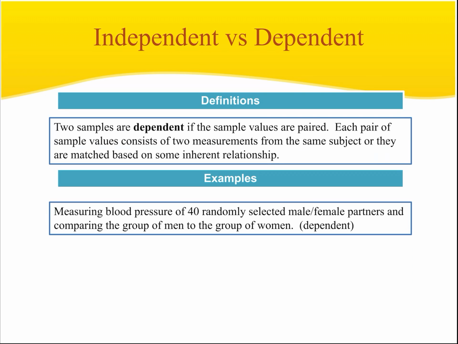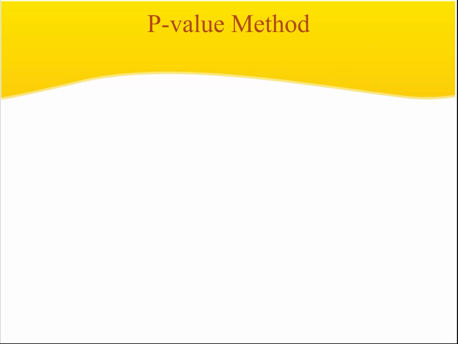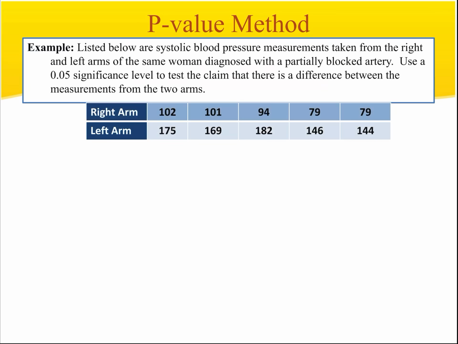Measuring the blood pressure of 40 randomly selected male-female partners and comparing the group of men to a group of women. Those would be dependent. Measuring the weights of 20 randomly selected students at the beginning of freshman year and measuring the same group at the end of senior year. Those would be dependent on each other. Okay, let's do an example.